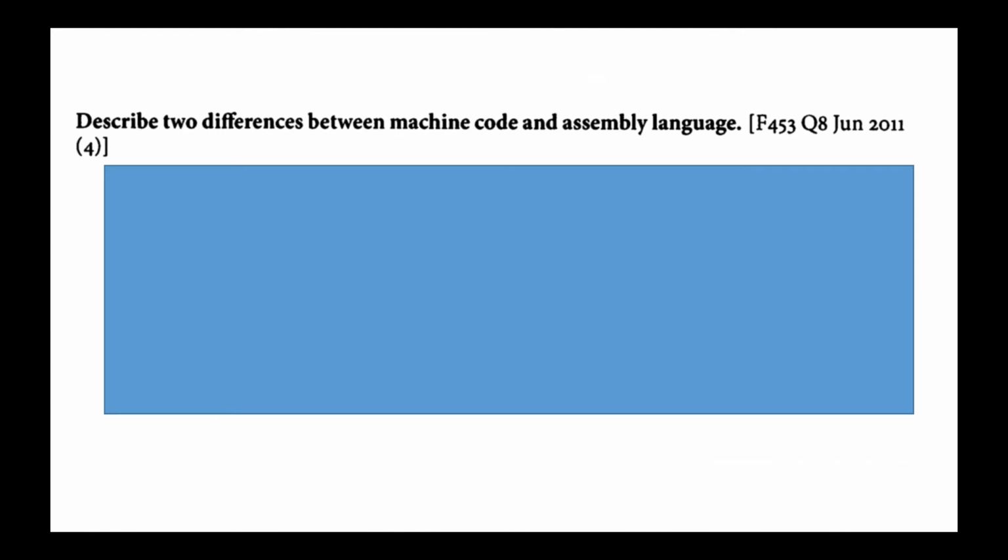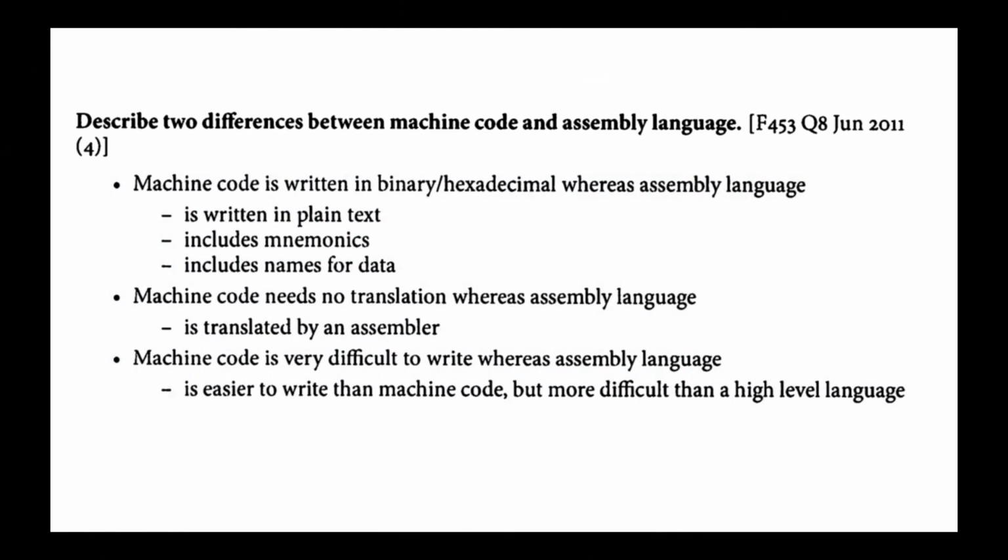Describe two differences between machine code and assembly language. This is from June 2011. So pause it now if you want to have a go at it. Here we go. Answers are being revealed. Machine code is written in binary or hexadecimal, whereas assembly language is written in plain text, includes mnemonics, and includes names for data. Machine code needs no translation, whereas assembly language is translated by an assembler.